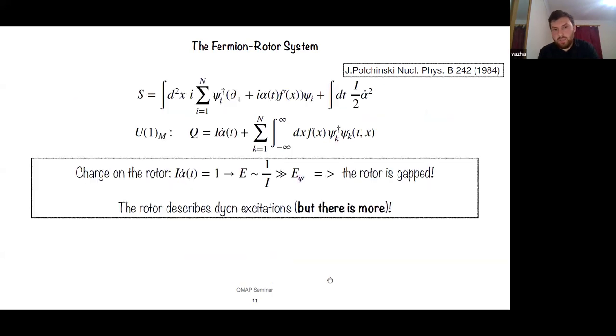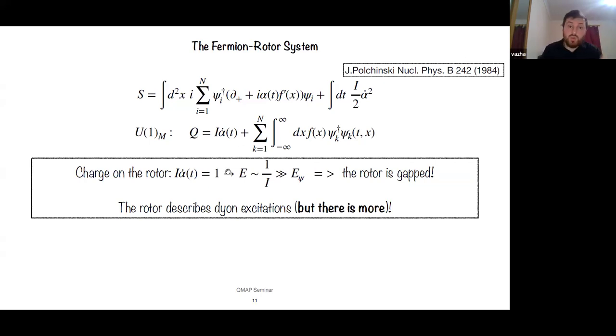To see this physical meaning, it's enough to just write down the charge operator for U1M. If you write down the charge operator, you will see that it has two pieces. The first is the piece coming from the fermion current that you would expect, and the second piece comes from the rotor. What that means is that the rotor can hold U1M charge. Let's call the U1M charge electric charge from now on. So that means the rotor can hold electric charge, and what excitation of the rotor corresponds to is dyonic excitations of the monopole.